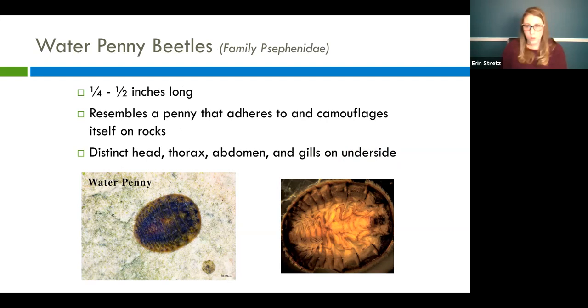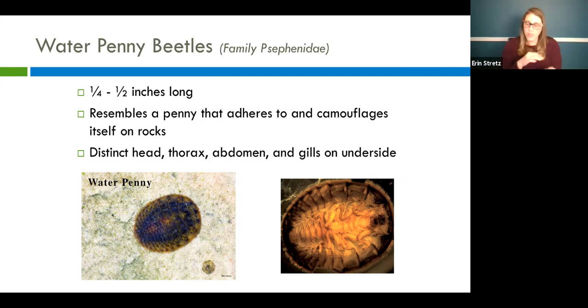Water penny beetles are another type of beetle that we will find, but these are pretty distinctive. They have that enlarged exoskeleton over the back, which covers all of their soft tissue and allows them to blend in with the rest of the rocks, with cobble or gravel. But if you were to look on the underside of that water penny, like this image on the right, you can see it has the same body structure as something like a mayfly. It has a head and three pairs of segmented legs and it has gills along the abdomen. It just so happens that we have this really enlarged back on the water penny beetle.